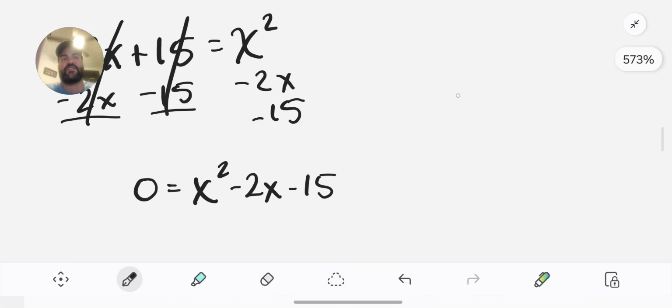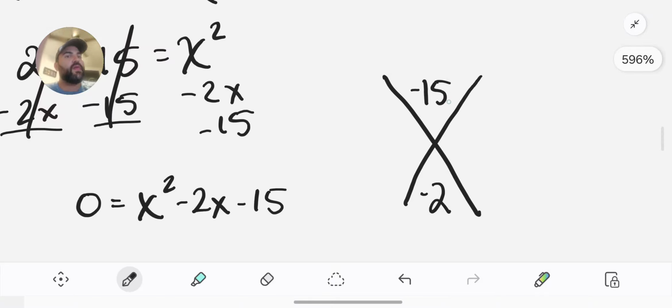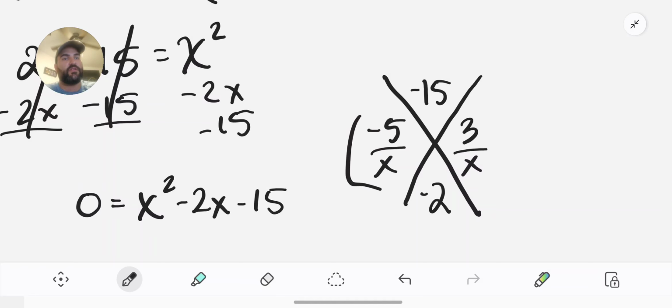Now what we got to do is factor it if we can. We would love if it factors. That's the easiest. I do the big X method. I'm going to kind of go fast with it. Since you're in Algebra 2, you should know how to do this, so we're not going deep. Two numbers that multiply to negative 15, add to negative 2. That would be negative 5 and 3. They multiply to negative 15, they add to negative 2. Over x, they don't reduce.